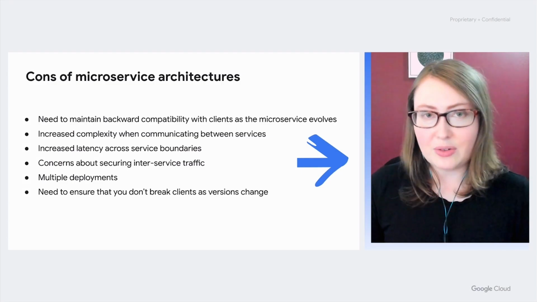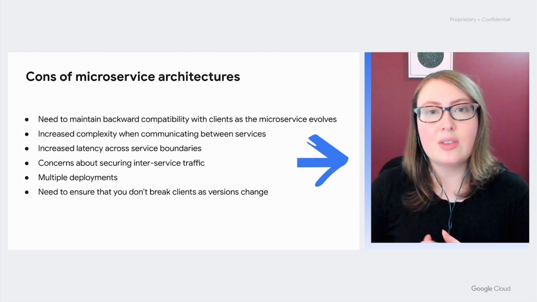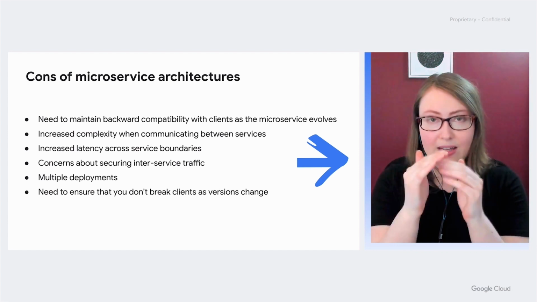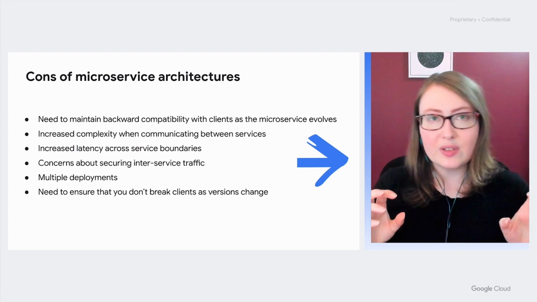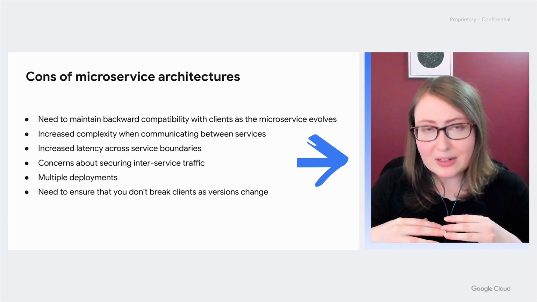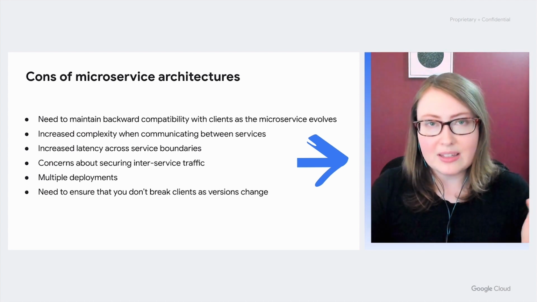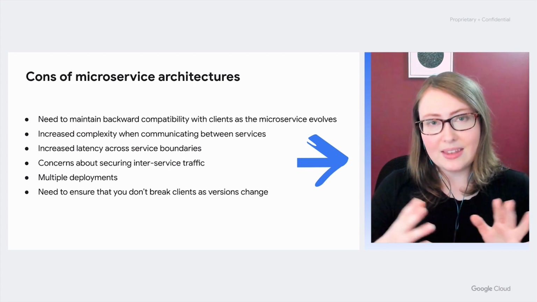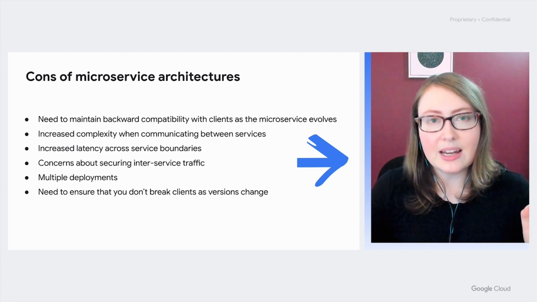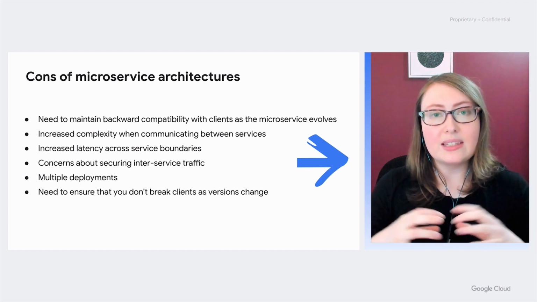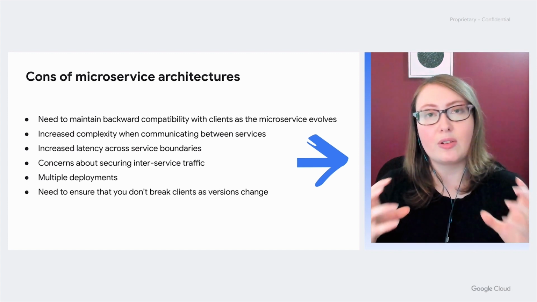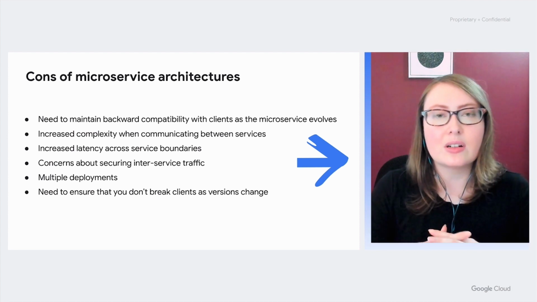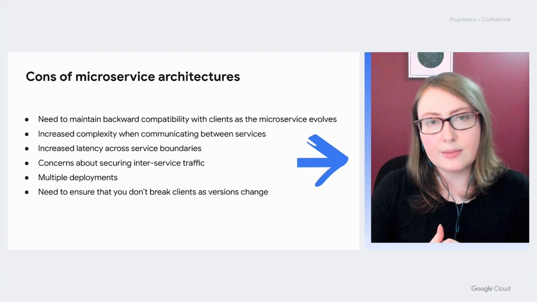However, with any architectural choice, there are cons as well. So these include increased complexity when communicating between services. If you're taking your single monolith and splitting it out into smaller services that then have to communicate with each other, creating this kind of distributed system of services, that means increased complexity. And with that more distributed architecture means that you'll have increased latency across service boundaries as those different microservices have to communicate with each other and may be more distributed across a larger cluster of actual machines.